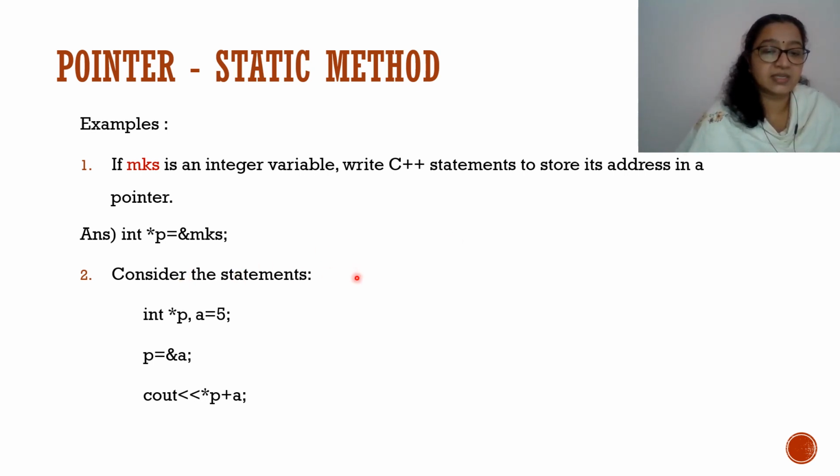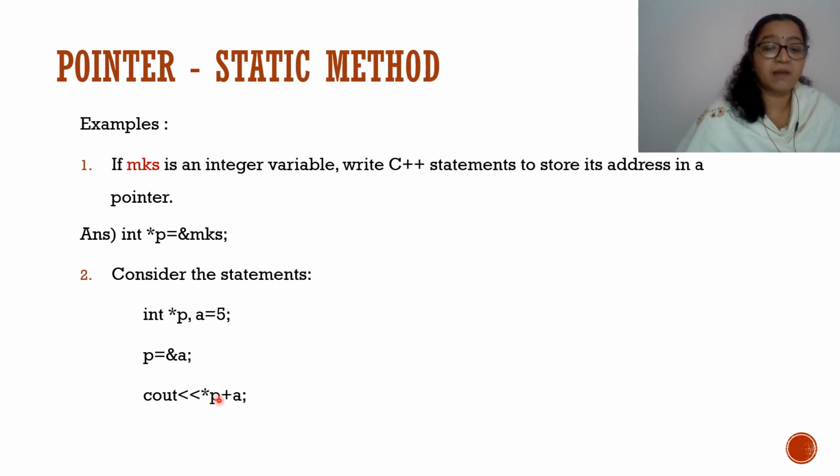Then see the next one. Consider the statements. Int star p, that means it's a pointer variable, comma a is equal to 5. A is a normal variable, equal to 5 means we are initializing with 5. Then p is equal to ampersand a, address of a. So p is a pointer variable, pointing to which variable? A now. Because the address of a is assigned to the pointer p.